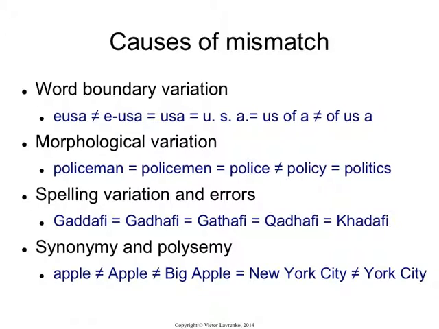And then you have synonymy and polysemy. So these are words that don't even look like the same thing but refer to the same thing, or words that are exactly identical that mean different things. Apple as a fruit is not the same thing as Apple with a capital A. That's a company. And Big Apple is New York City. That has nothing to do with Apple as well, right? And New York City is not the same thing as York. So that's examples of synonymy, Big Apple and New York City, and polysemy, Apple and Big Apple.